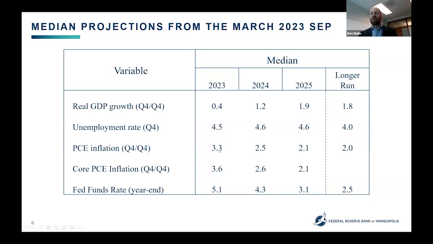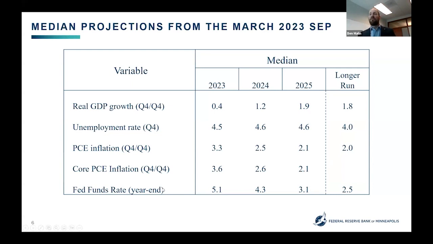They see inflation coming down. So inflation is currently 4.2% for headline inflation, 4.6% for core PCE. They see each of those coming down by about a percentage point when measured on a 12-month basis by the end of this year, and then coming down further toward our target of 2% in the next couple of years.